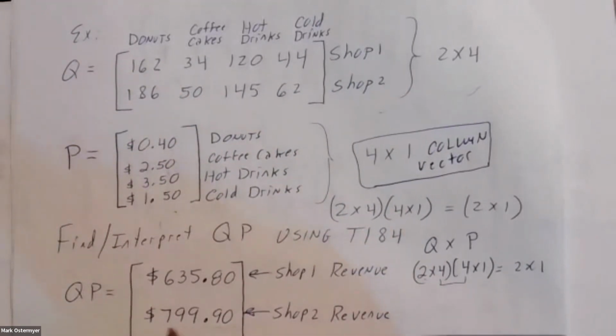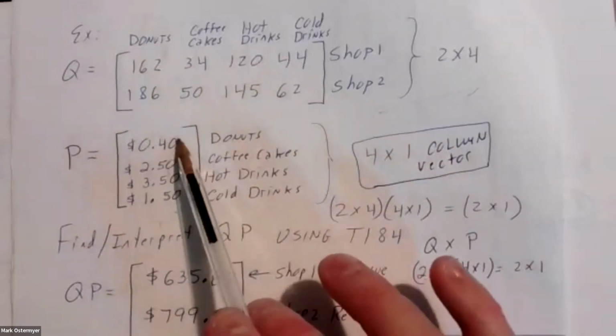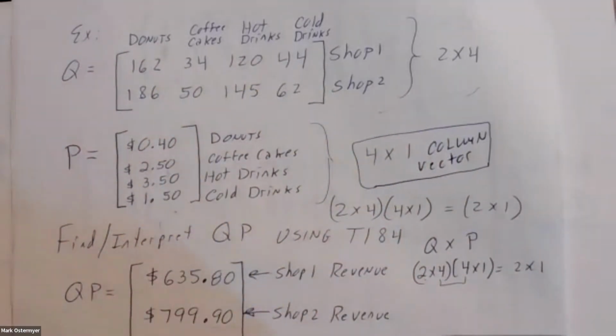Is everybody seeing this here? Do we understand how to interpret this product matrix, Q times P? This is the potential revenue of each of the two stores based on their inventory and the unit cost of each item in the inventory.